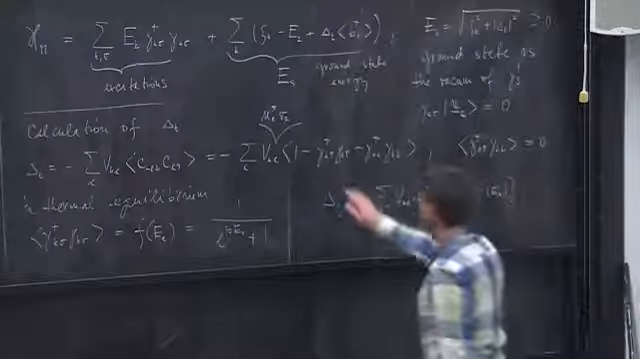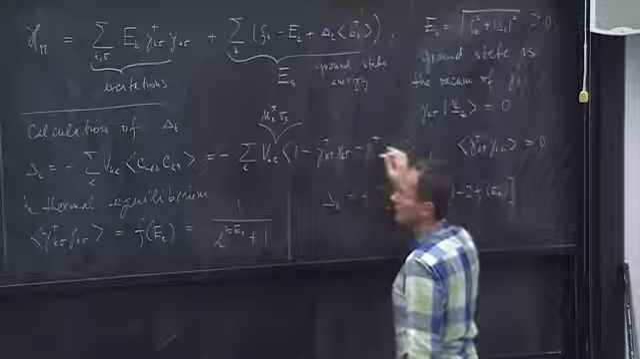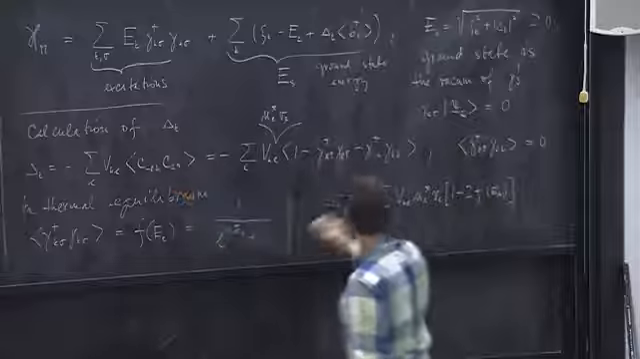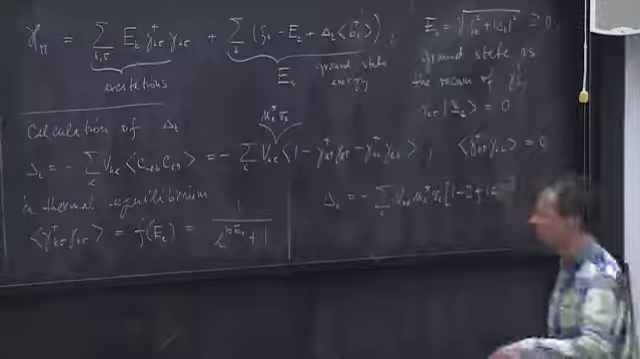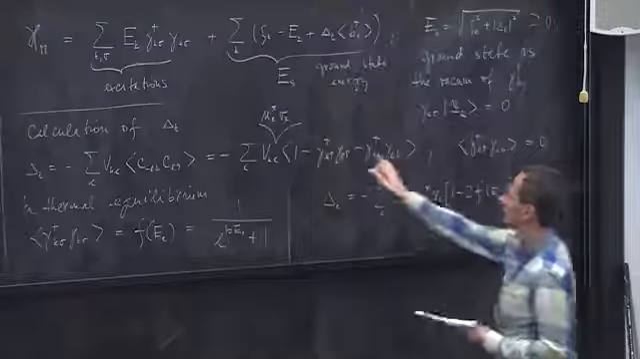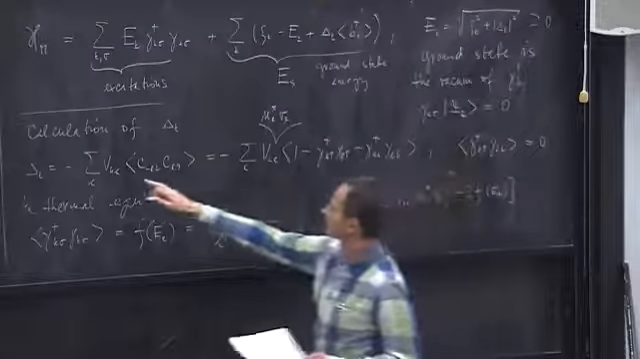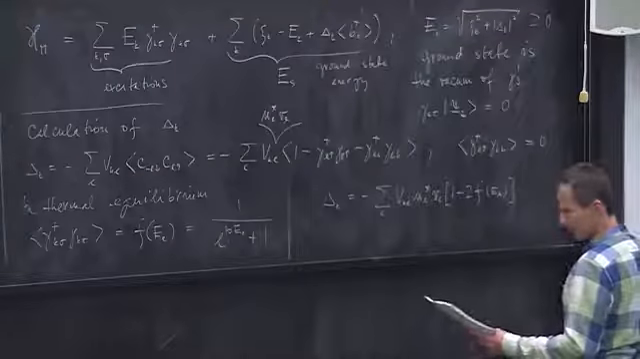This is because this should all be l's. These guys have an l index, so this should all have l. Yes, thank you, that's a very good point. I'm summing over l, and there's l everywhere, so all these should have l's.